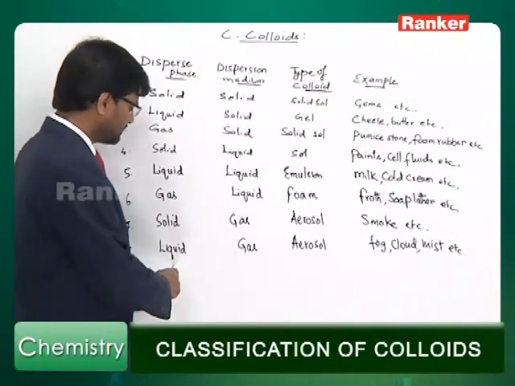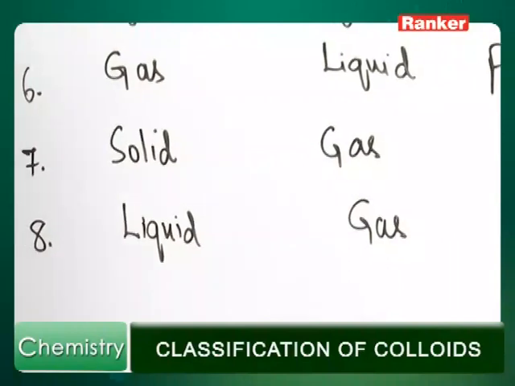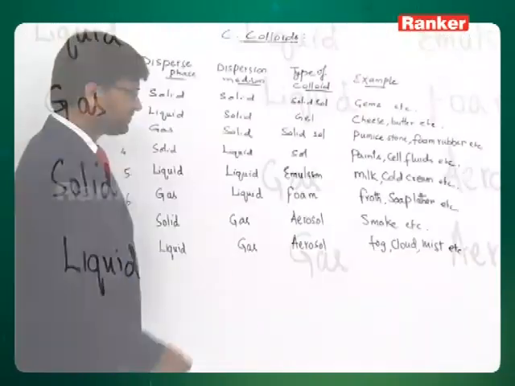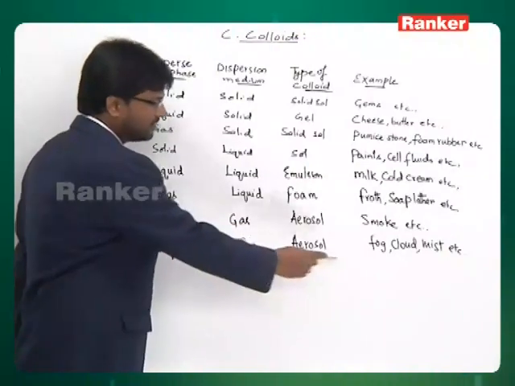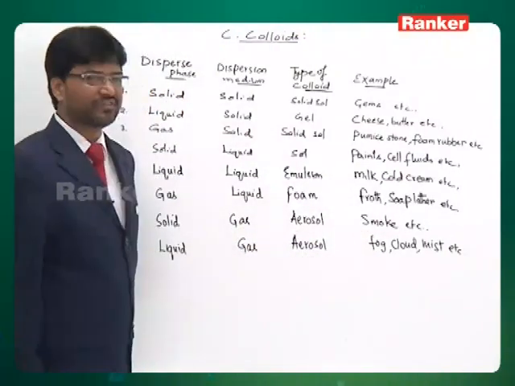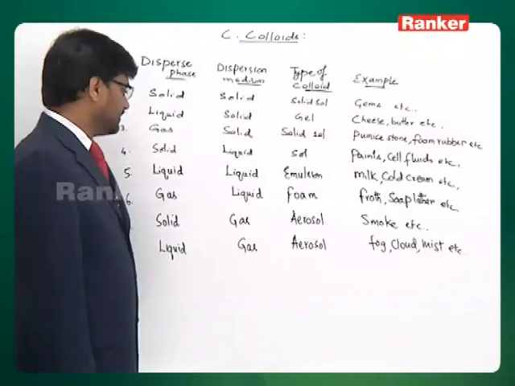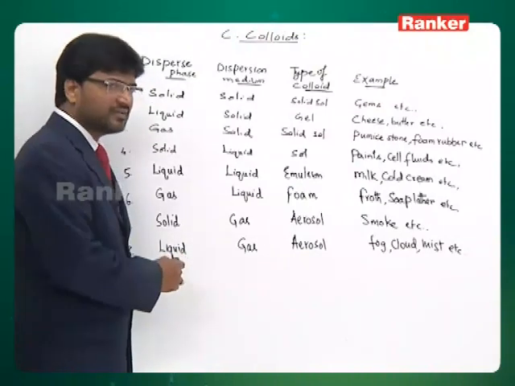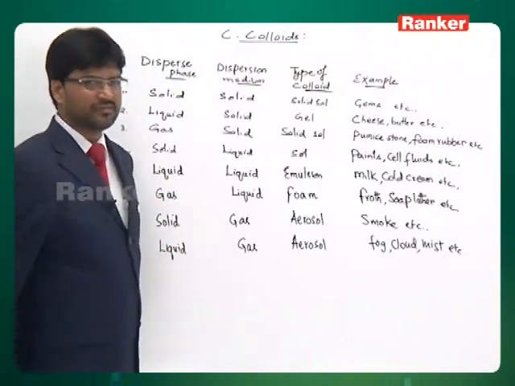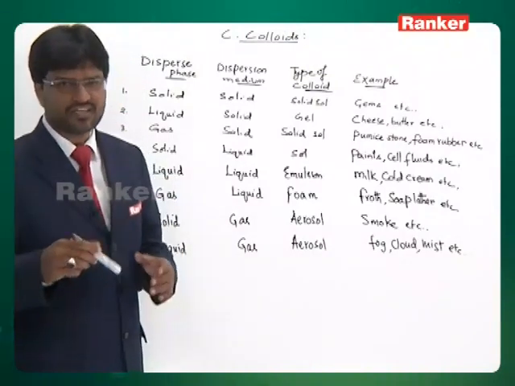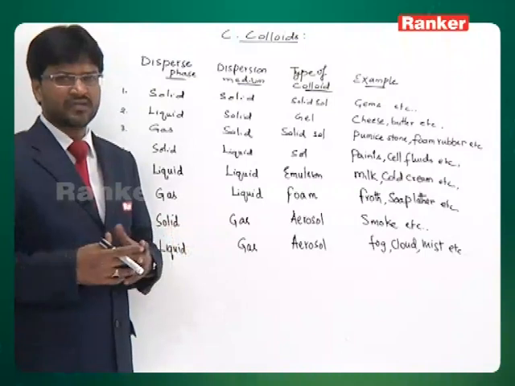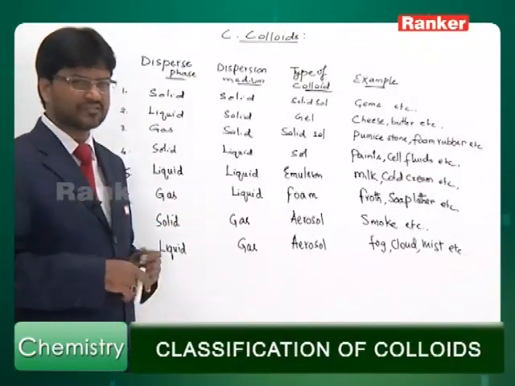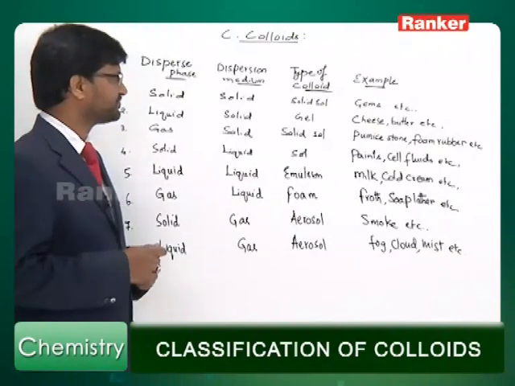And you have lastly liquid in gas. Here you have droplets of liquid present in a gas dispersion medium, called aerosol. Fog, cloud, mist, these are examples of aerosols, that is liquid in gas dispersion medium. One case is missing, that is gas in gas. As I told you in the very beginning, gas in gas is a case of true solution. It is a homogeneous mixture, it is a true solution, it cannot be regarded as a colloidal solution.